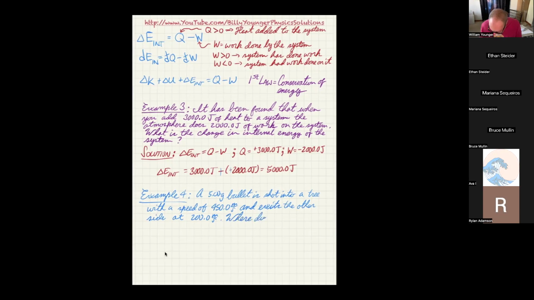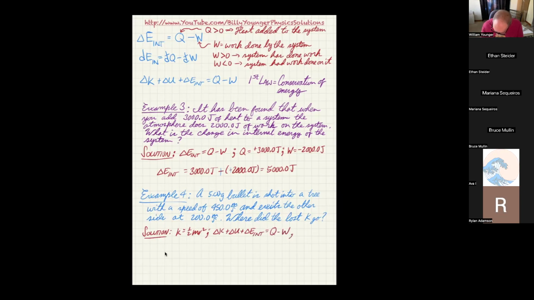Where did the lost kinetic energy go? Okay. So in this case, we're using the more generalized version of the first law of thermodynamics. Kinetic energy is equal to 1/2 mv squared. That's going to come in handy. We also know that delta K plus delta U plus delta E internal is equal to Q minus W.